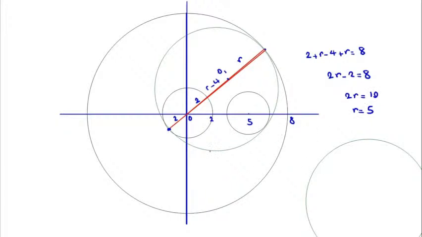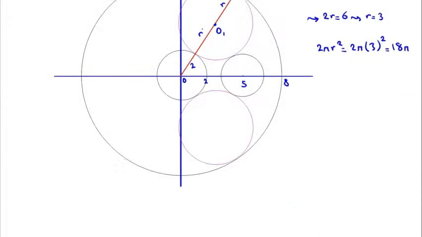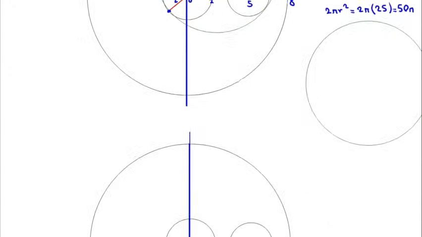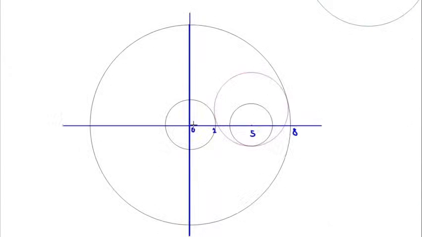So pi R squared for this one, and pi R squared for the other one I showed you in the beginning of this type, so 2 pi R squared. It will be 2 pi 25, which is 50 pi. So 50 pi here, 18 pi here. Let's focus on the third type. If we want to find the radius again, here will be O1, R1, R1 to 2 plus 2R equals 8. So R equals 3. Each of them is pi R squared, so 2 pi R squared. 9 times 2 is 18 pi.